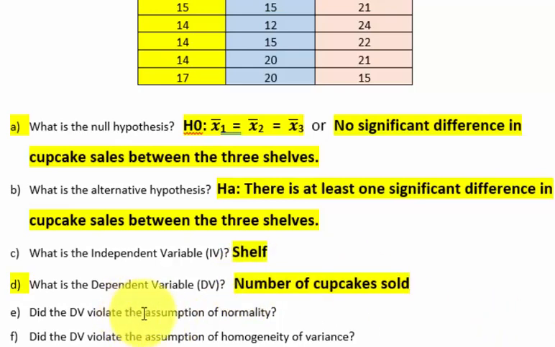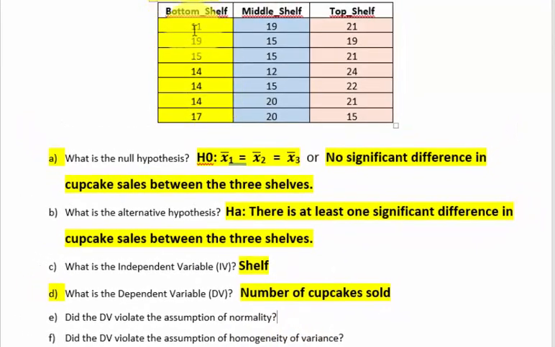All right, did the DV violate the assumption of normality? This is a tough one. We're going to have to do this in SPSS. Now, because our sample size is so small, there's only 7 per shelf, that's probably a good indication that it will violate the assumption of normality. Say that again. The smaller the sample size, the more likely you're going to violate a lot of these assumptions. But let me go ahead and put this in SPSS.